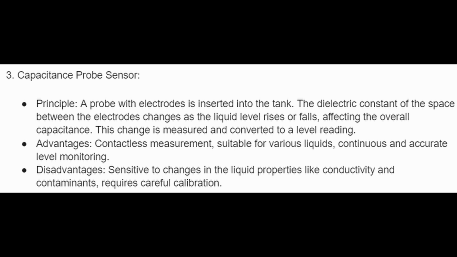3. Capacitance probe sensor. Principle: a probe with electrodes is inserted into the tank. The dielectric constant of the space between the electrodes changes as the liquid level rises or falls, affecting the overall capacitance. This change is measured and converted into a level reading. Advantages: contactless measurement, suitable for various liquids, continuous and accurate level monitoring. Disadvantages: sensitive to changes in the liquid properties like conductivity and contaminants, requires careful calibration.